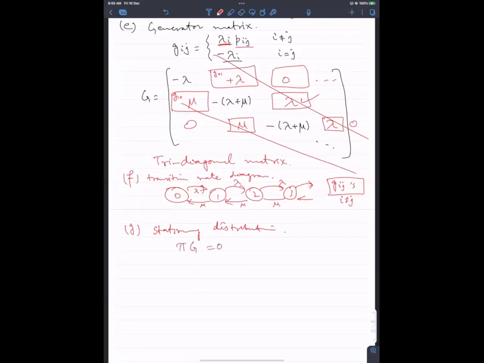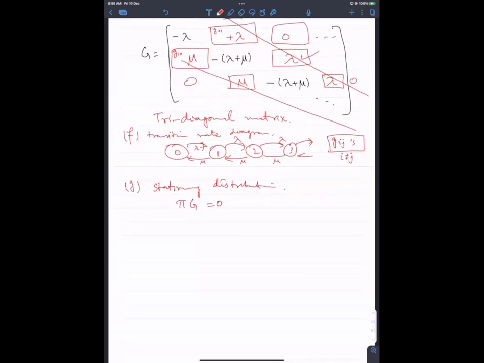Pi times G is equal to zero. इसको करें और सॉल्व करें. We have done this before in the case of a discrete time Markov chain. डिस्क्रीट टाइम मार्कोव चेन के लिए हमने ये किया हुआ है, ठीक है? So similar to DTMC considered a few lectures earlier, तीन चार लेक्चर पहले हमने ये किया था इसमें. Okay, so we have pi 1 is equal to lambda over mu times pi 0. Ye hum show kar sakte hain, hum ye isko bhi use karke show kar sakte hain easily.